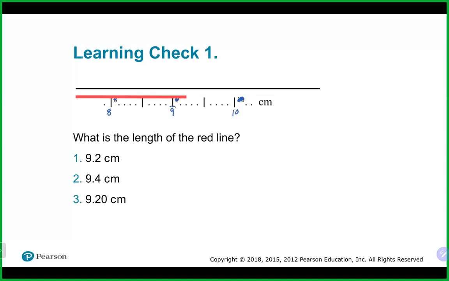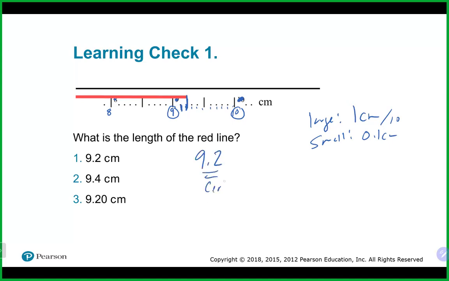Again, looking at our large markings between, say, 9 and 10. Our large marking is going to be 1 centimeter. Again, if we look at the little dots here, that's 1, 2, 3, 4, 5, 6, 7, 8, 9, and 10. So our small markings, again, dividing that by 10, is 0.1 centimeters. So it is at least 9.1, which would be there. 9.2 looks pretty darn close to it. So 9.2 is definitely our certain numbers.